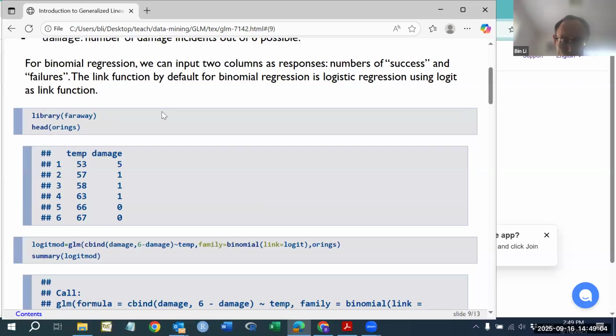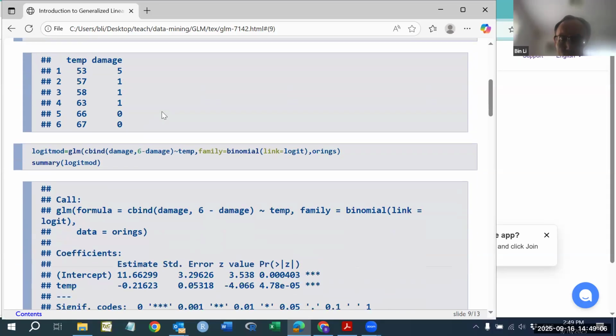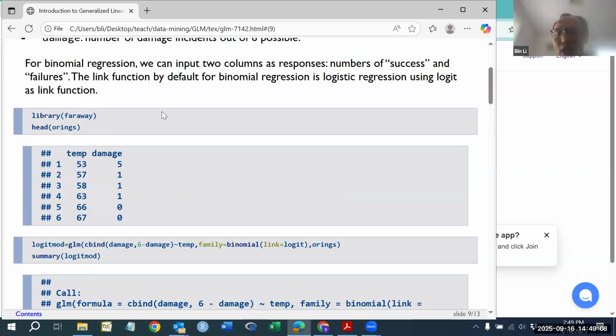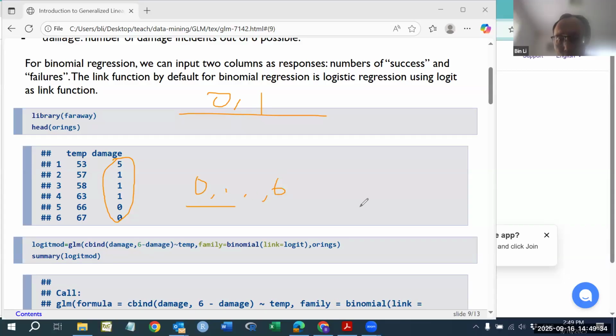I don't know if you have a question or not. I'm talking about logistic regression, where I say the response should follow a binary, right? It's either 0 or 1. But here, if you look closely, it's not 0, 1. It's the number of damages, from 0, 1 up to 6. So why is this still called logistic regression?